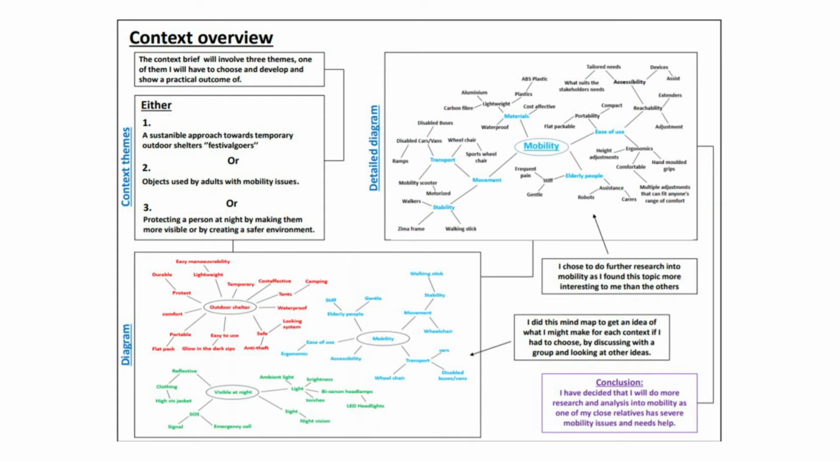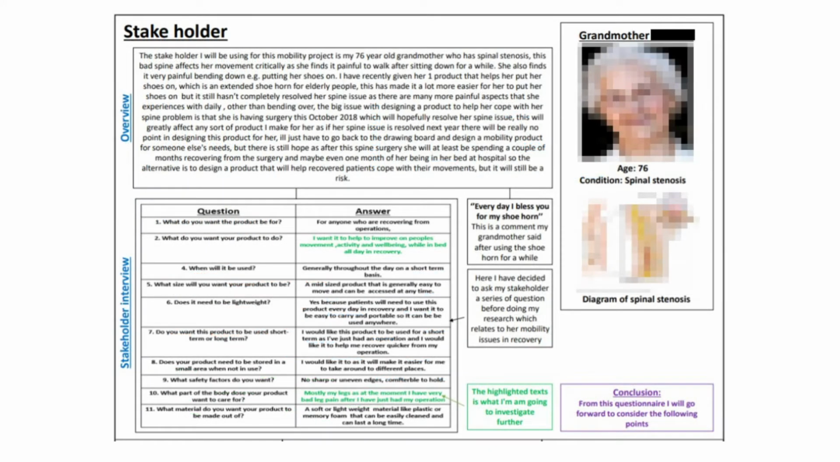The candidate started by exploring all of the contextual themes set by OCR. They then mapped out their understanding and the feasibility of possible projects for their chosen context. To start the project, we see an interview with a likely user of the product. Whilst in the end this isn't taken further, it helps the candidate to better understand and explore the issues for the chosen context.